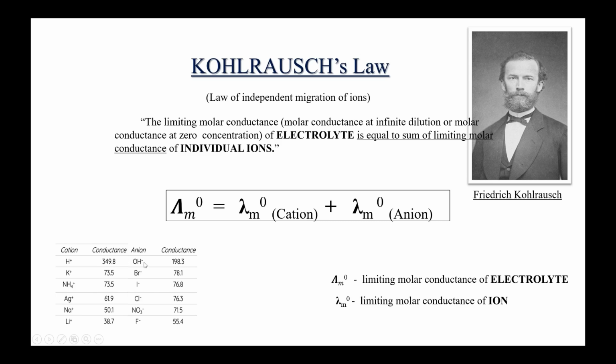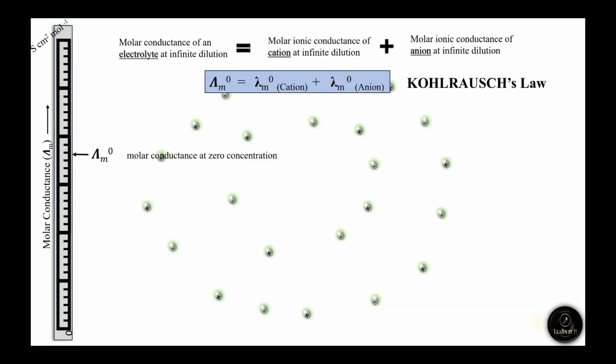With respect to anion, OH minus also has a limiting molar ionic conductance of 198.3 Siemens centimeter square per mole. Here lambda naught m of the cation is this much, lambda naught m of the anion is this much. So because of these cations and anions, there is a molar conductance of an electrolyte at zero concentration or infinite dilution.